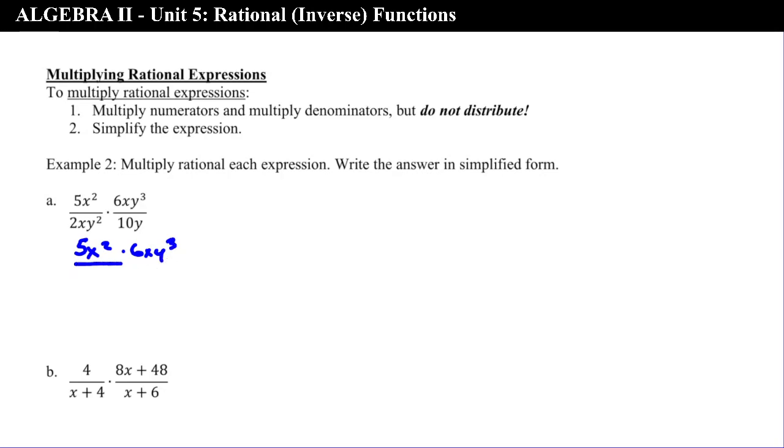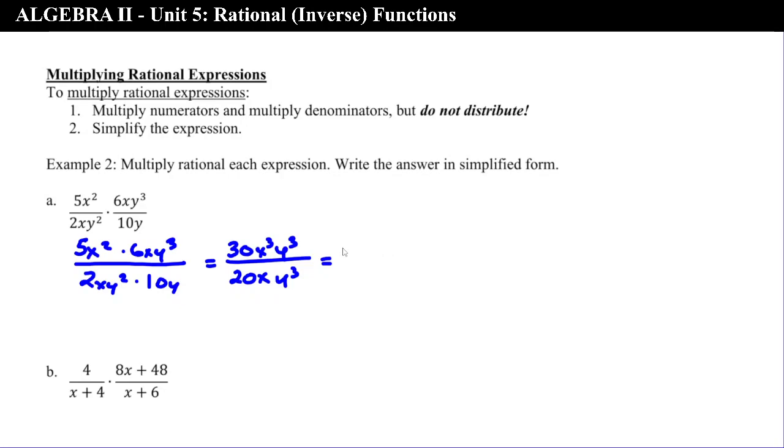6xy to the third over 2xy squared times 10y. So 5 times 6 gives you 30. x squared times x gives you x to the third. y to the third is just there. 2 times 10 gives you 20. x is just by itself, and then we've got y to the third when you combine your y's.